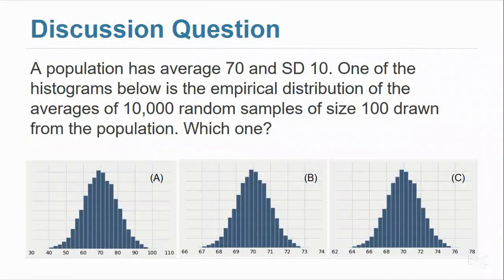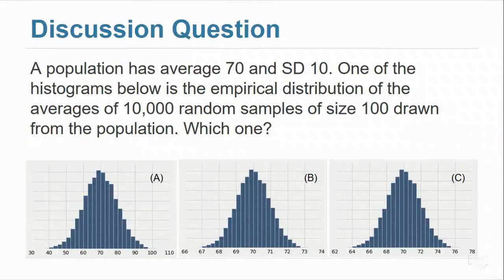Here's another discussion question. A population has average 70 and standard deviation 10. One of the histograms below is the empirical distribution of the averages of 10,000 random samples of size 100 drawn from the population. Which one? All three histograms have a center at 70. That's not distinguishing them. It's really something about the spread.